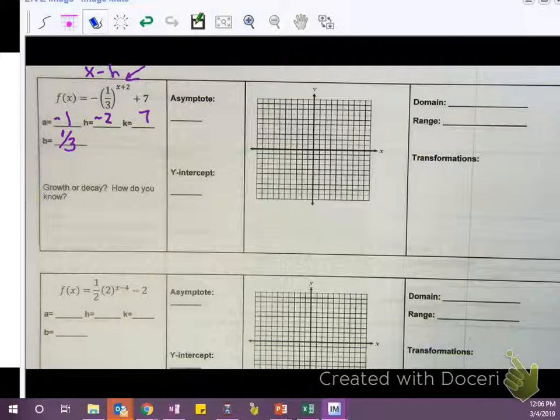Now, the first thing you're going to want to say is this is decay because B is less than 1. The problem is A is negative, so it's going to reflect across the x-axis. We're going to come back to this. It's a decay function, but we're going to be looking at it upside down, so it's going to look like a growth function. We know that it's been moved up, so we know our asymptote is at y equals 7: 2, 3, 4, 5, 6, 7.